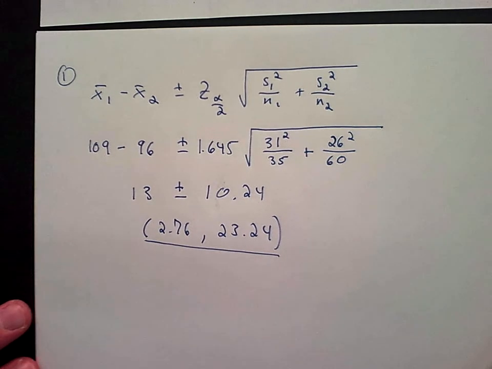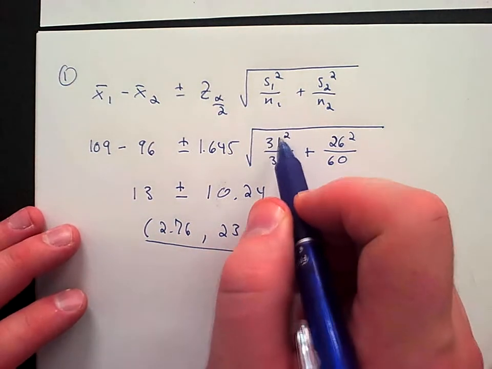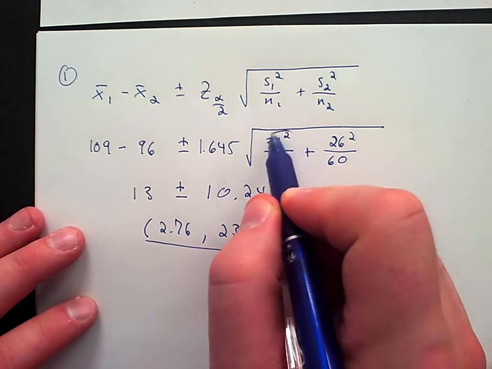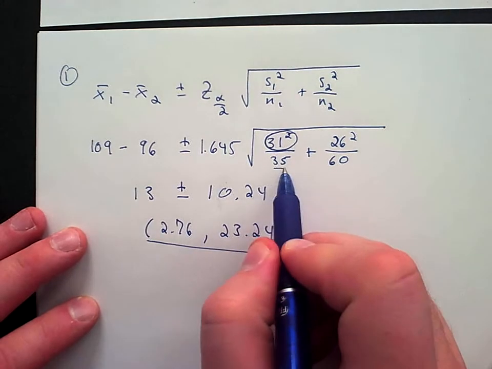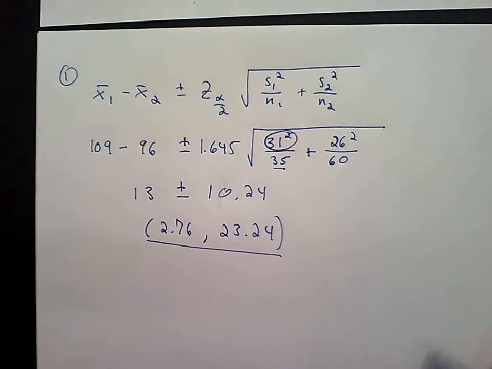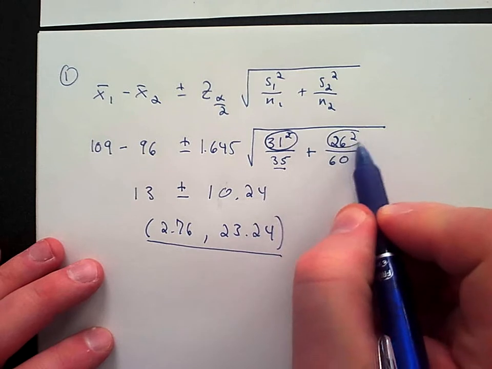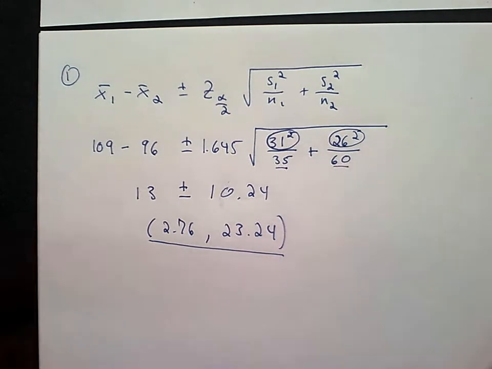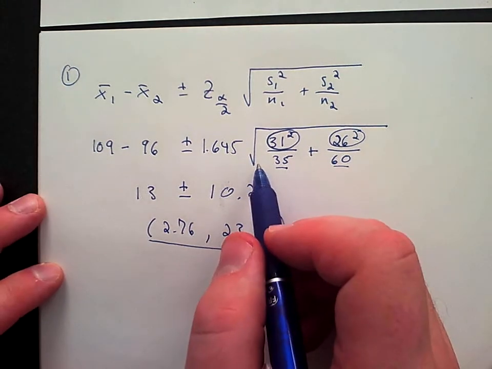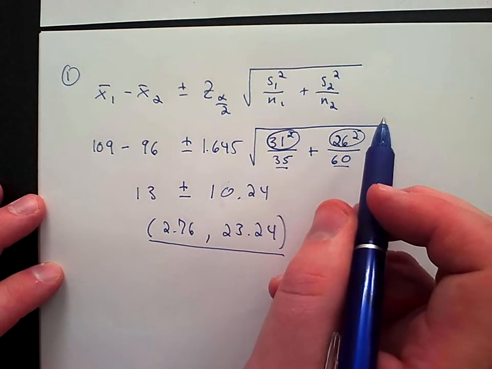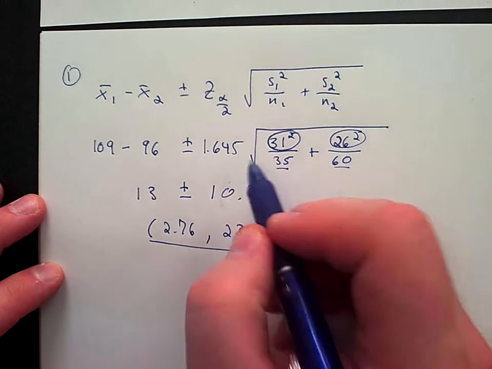In your calculator? My suggestion is you always do it step by step, right? So if I were doing this on the calculator, I would do 31 squared, and then whatever that is, I'd divide that by 35. And that's going to give you some number. Then I would do 26 squared, and then divide that by 60, and that's going to give you some number. Whatever those two numbers are, I would add them together. And then after you add them together, take the square root of all of that.